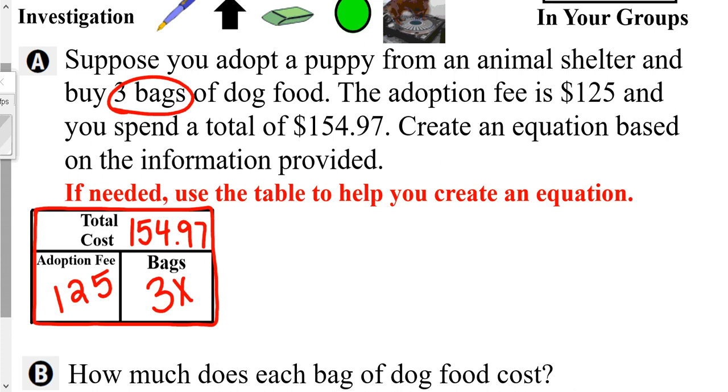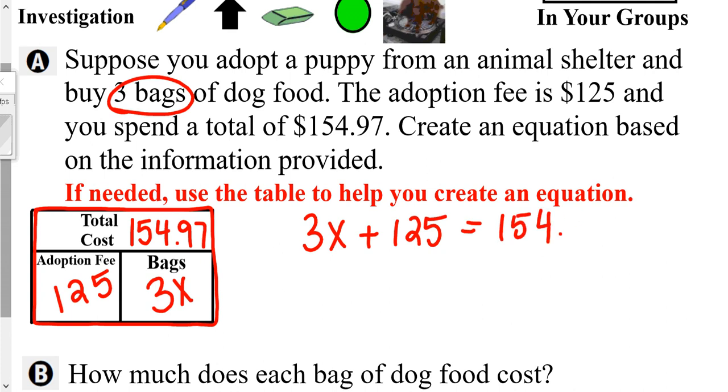So now we're going to set up our equation, and we have 3x. This represents our bags of dog food, plus the 125. That is our adoption fee. That's constant. And they told us that our total is $154.97.